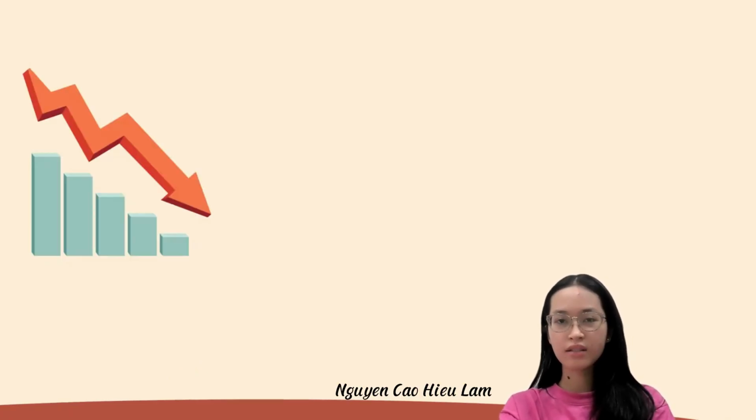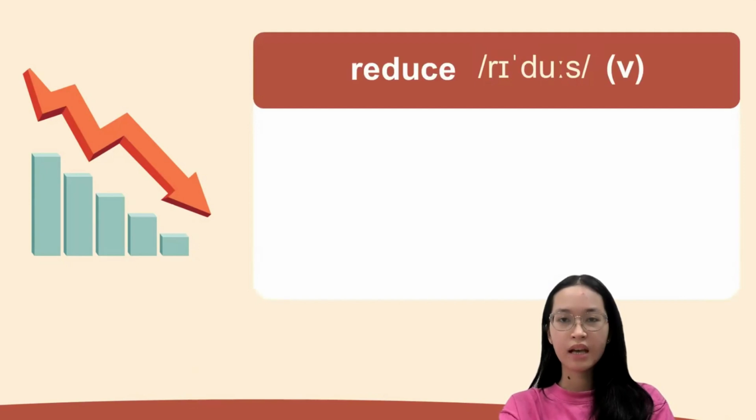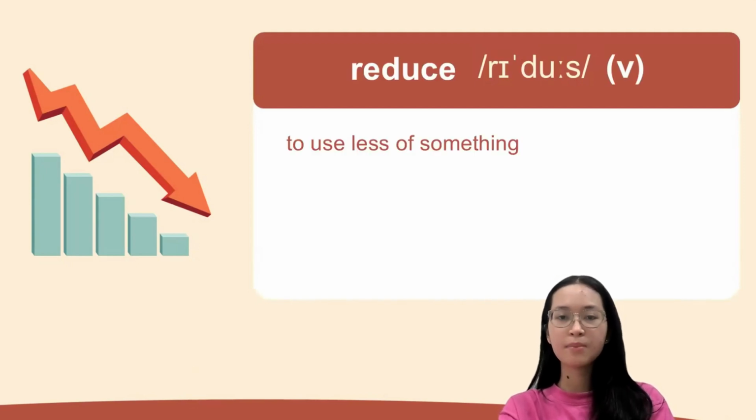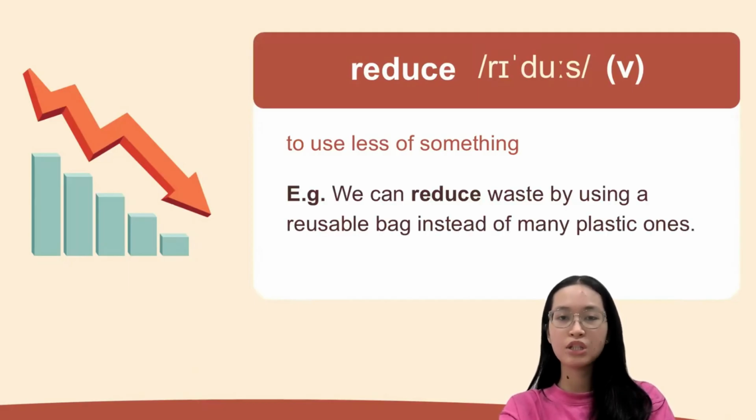Class, look at this chart. Are the parts going up or going down? Right? When something goes down, we say it reduces. So class, repeat after me. Reduce. Yes, reduce is a verb, and this means to use less of something. For example, we can reduce waste by using a reusable bag instead of many plastic ones. So, class, if we use more of something, do we reduce? The answer here is no, right?